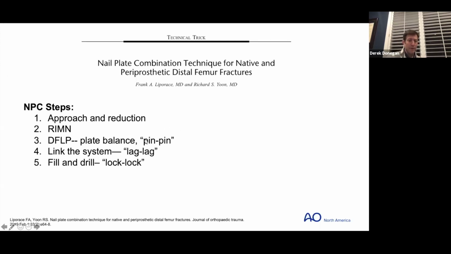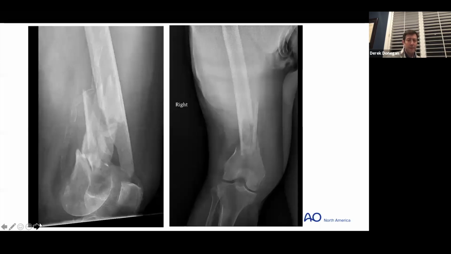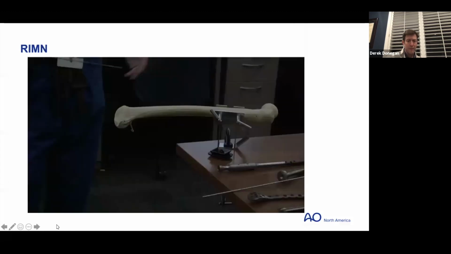I personally have always thought about this as plating it: plate everything else, plate balance, and you pin it in place, and then you lag with non-locking screws to compress your plate to bone, and then you lock or finish your construct however you want to. There's discussion about linking the system versus not linking the system, and we probably could debate that for a long time, but there's not good literature on that. So this is just some of the thought process. This is just an 82-year-old with this distal femoral fracture that I decided to treat with a nail plate combination.